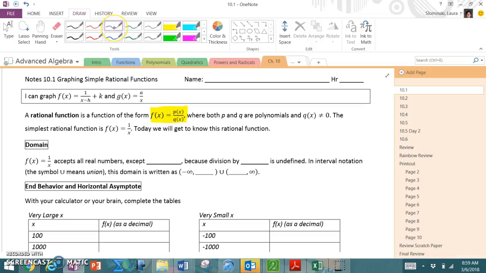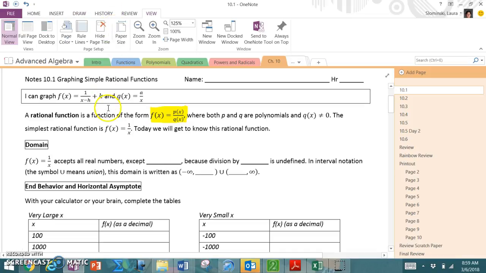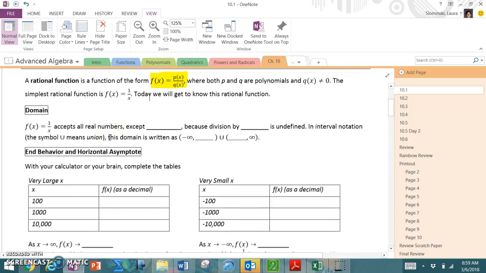So domain, if we're thinking about f of x equals 1 over x, we can divide 1 by anything except for 0, because division by 0 is undefined. So in interval notation, and make note that this U means union, the domain of this would be written from negative infinity to 0, but you'll notice it's a parenthesis because it can't include 0, and then with union of 0 to infinity. So you can see it includes everything except 0, and this is a way that we can write this in interval notation.